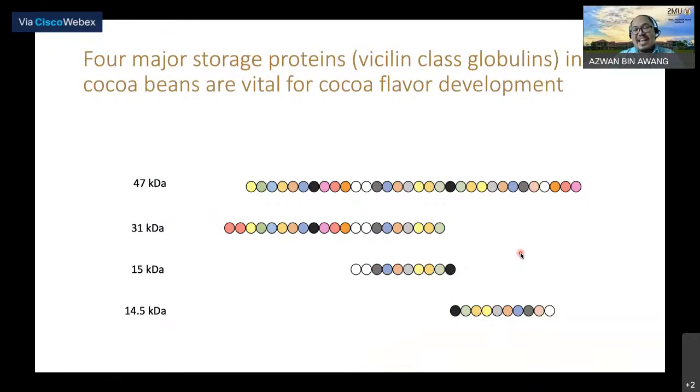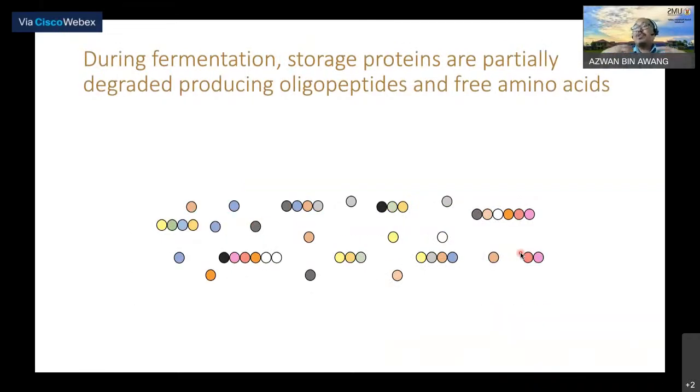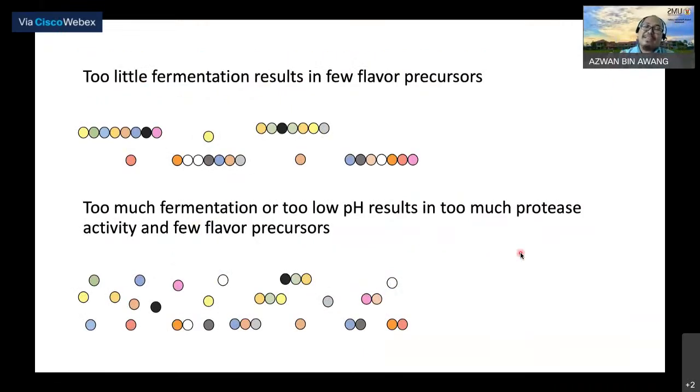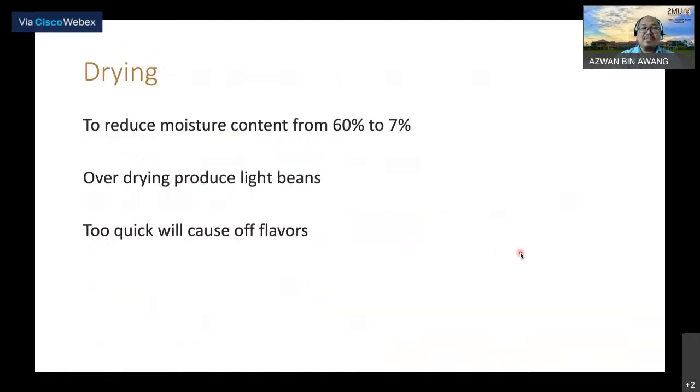Okay, I will skip this. It's just that you need a good fermentation, which means that when you ferment, the flavor derived from proteins needs to have a ratio between peptides and free amino acids. If fermentation is not enough, you won't have much degradation, no flavor, bad flavor. But if you over ferment, the protein will become lots of free amino acids and short peptides, and this will also result in bad flavor. Right? Now we have finished our fermentation, we go to drying.